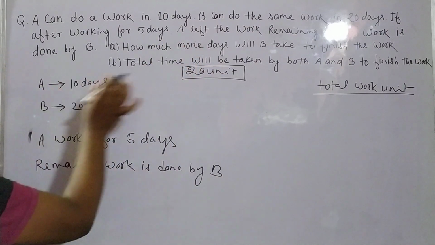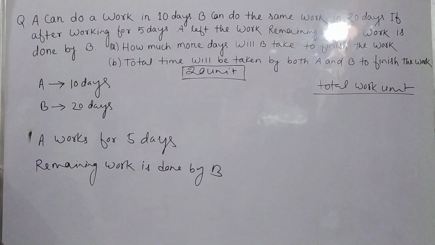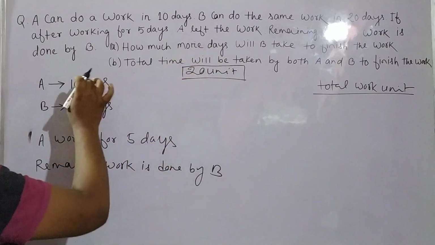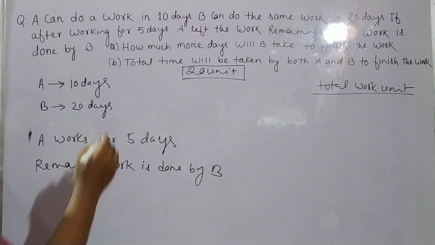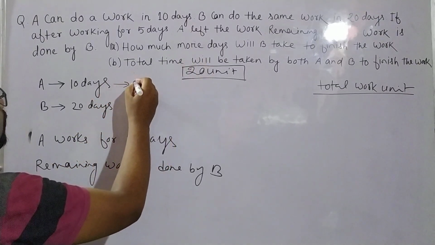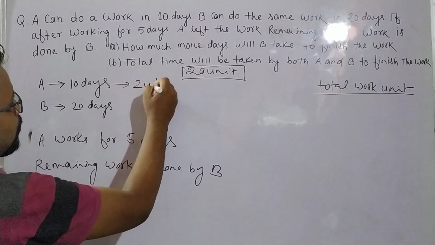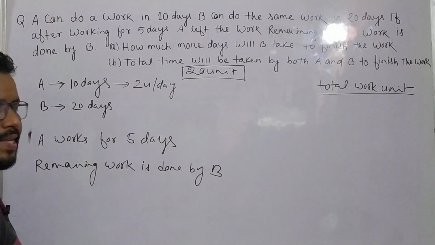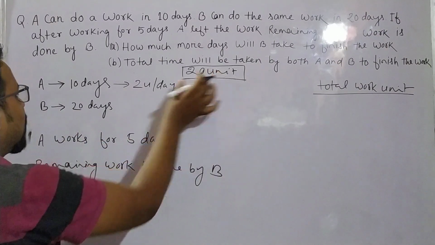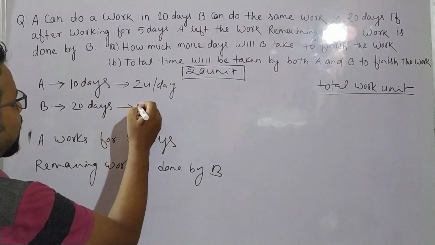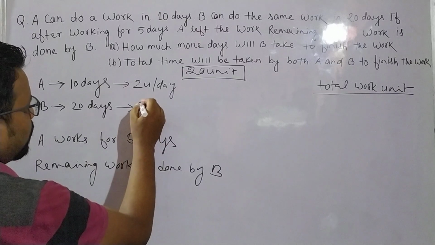10 days में A 20 unit काम करता. A does a work of 20 unit in 10 days. एक दिन में कितना करेगा? In one day it will do 20 by 10, it is 2 unit per day. Similarly, B can do the 20 unit work in 20 days. एक दिन में कितना करेगा? In one day it will do 1 unit per day.